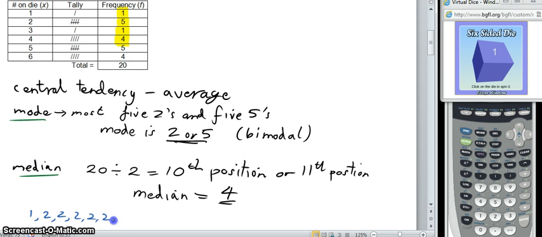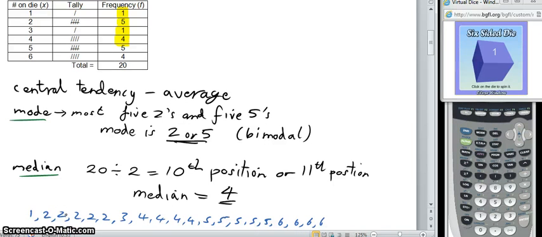How many 3s are there? Well, there's just 1 of those. 4s, there's 4 of those. There's 5 5s. And there's 4 6s. Now that's listing it all out. So now you've got your data written out in a list in order from small to big. Okay. So straight away you can see that there are 5 2s and 5 5s.